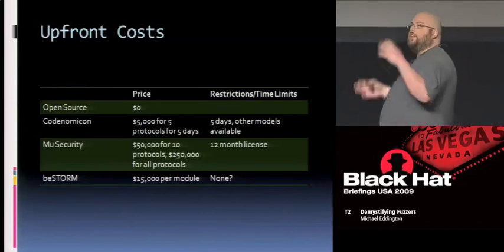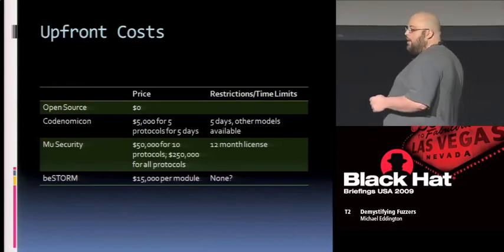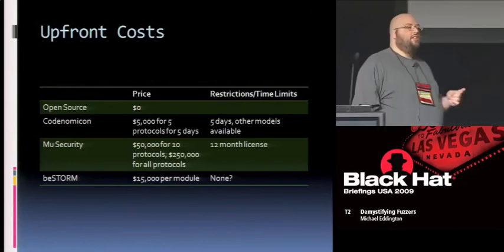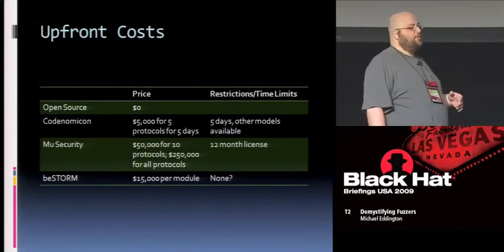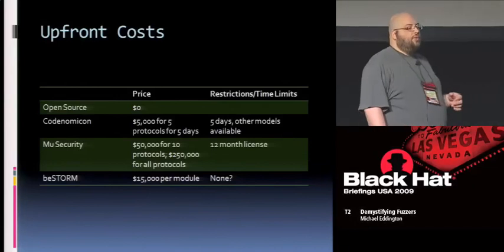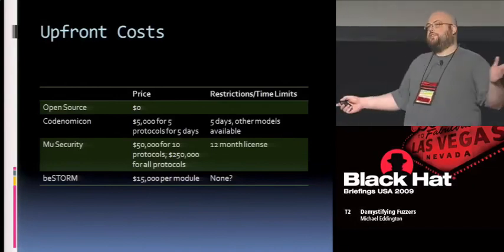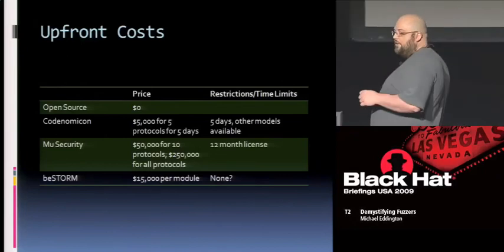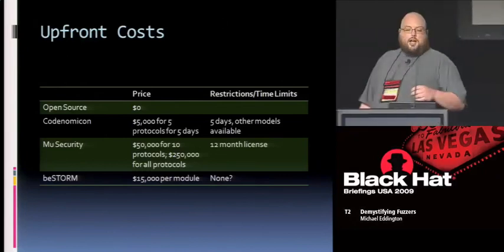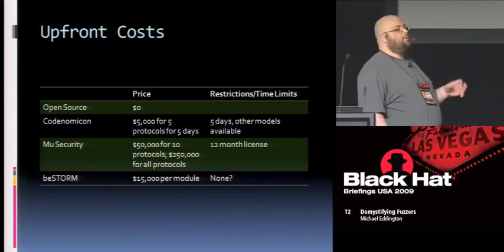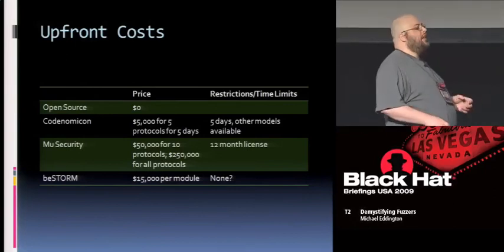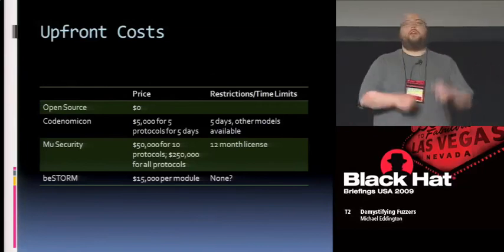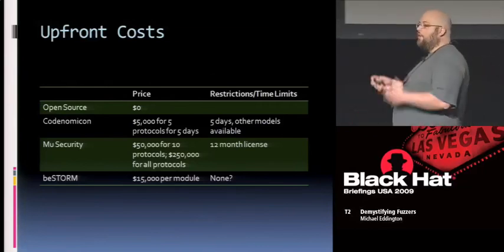Now, you're just getting the test files themselves. With Mu Security, for $50,000, you get a box, 10 protocols, and a 12-month license. If you want the whole thing, $250,000 is the last price I heard for 50 fuzzing protocols. Beyond Security's beSTORM is $15,000 per module. What that means is they tend to group things together, like the graphics module, or the core internet protocol module, or this module or that module.